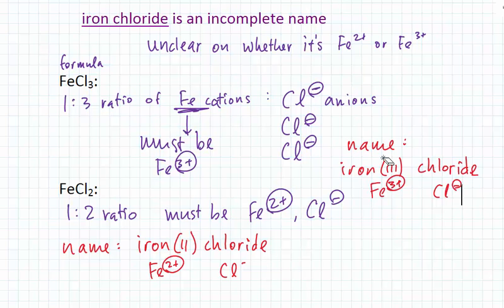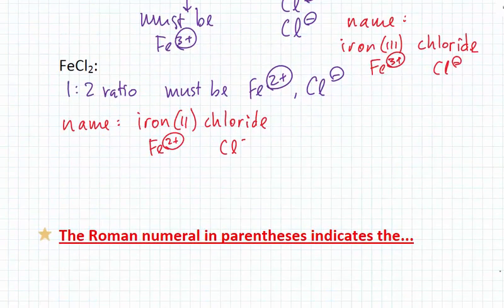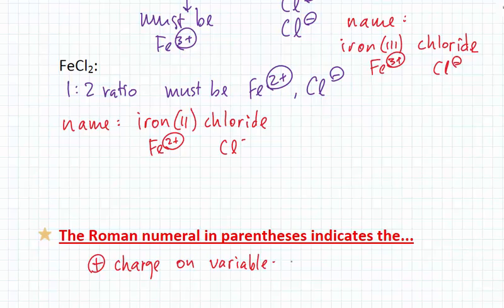Okay? That extra Roman numeral that we've used in parentheses there indicates what? What does that 2 stand for? It indicates the positive charge on the variable charge metal cation. For a transition metal or some other metal that has multiple different charges that it can make, we use that Roman numeral to indicate which particular plus charge we had. Okay?